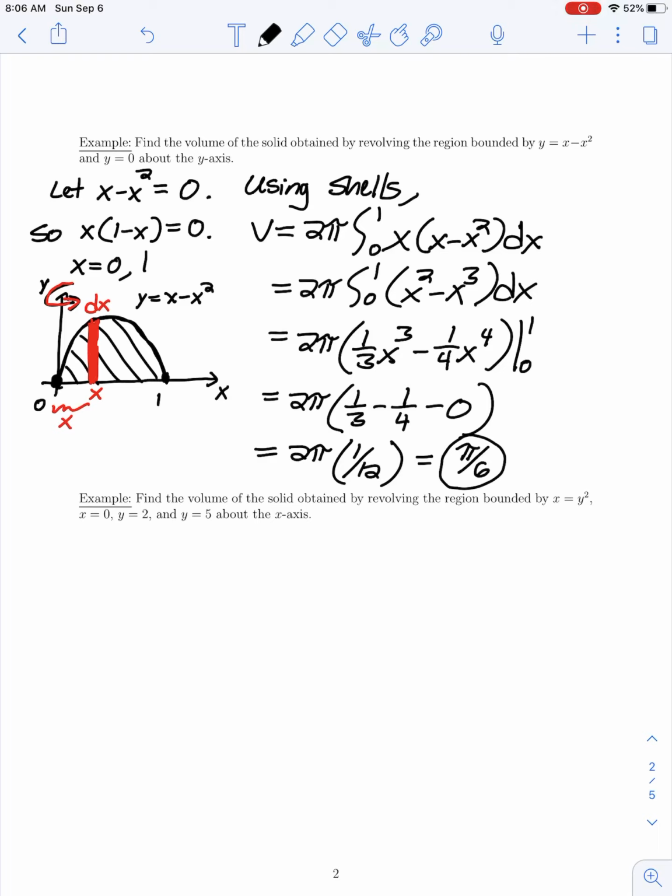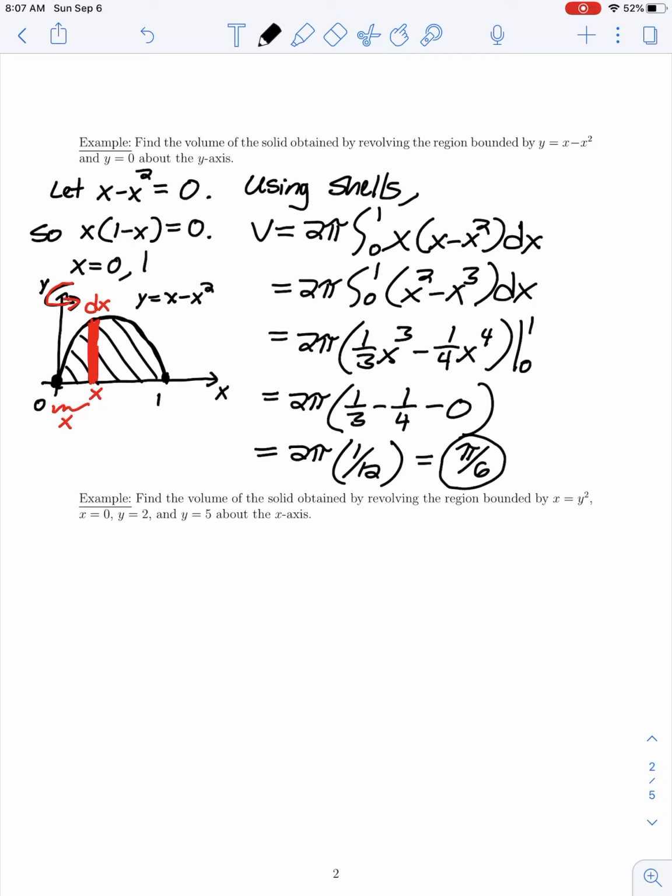So let's look at another example. This next one's a little bit different because we'll be revolving about the x-axis, but we'll see that the region being described would be more easily sliced using horizontal slices instead of vertical slices. So here we're asked to find the volume of the solid obtained by revolving the region bounded by x equals y squared, x equals 0, which is the y-axis, and the horizontal lines y equals 2 and y equals 5 about the x-axis.